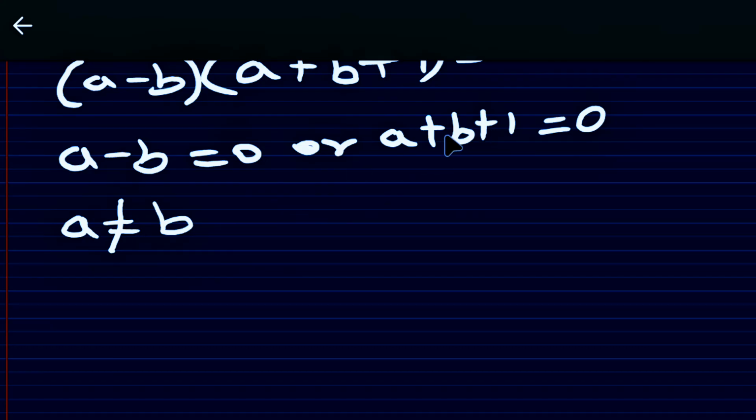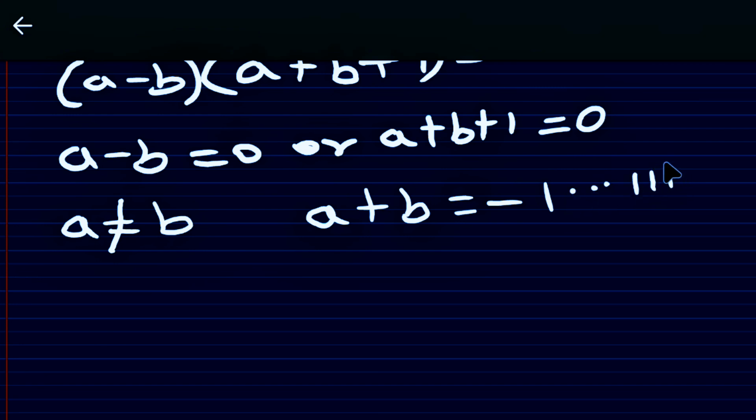So let's attend to this. From here, a plus b plus 1 equals 0, let's subtract 1 from both sides, so that we can have a plus b equal to minus 1. So this will be equation 3. Take note of this, because this equation is very, very important. So we have a plus b equals minus 1, and this is equation 3.